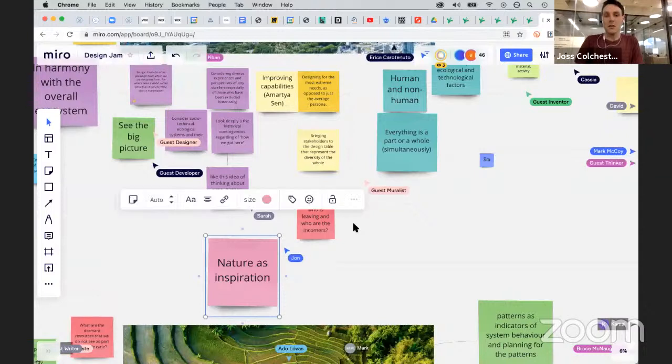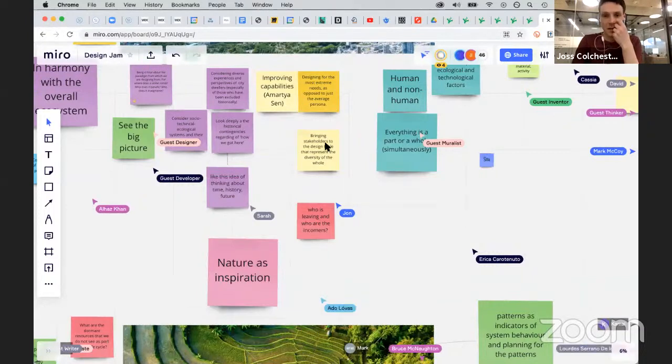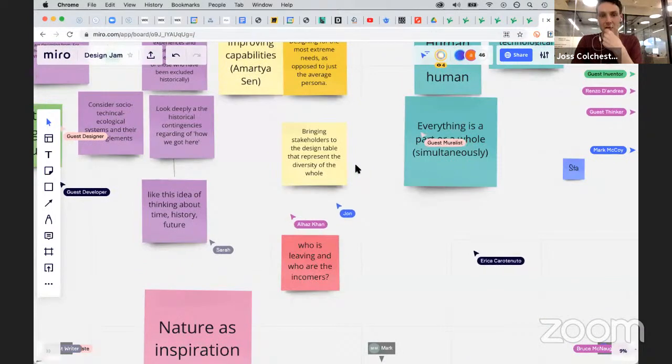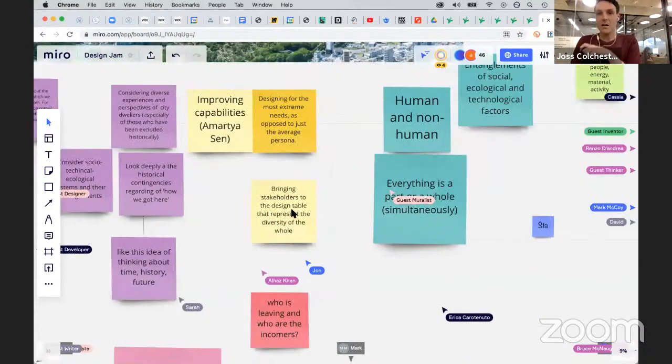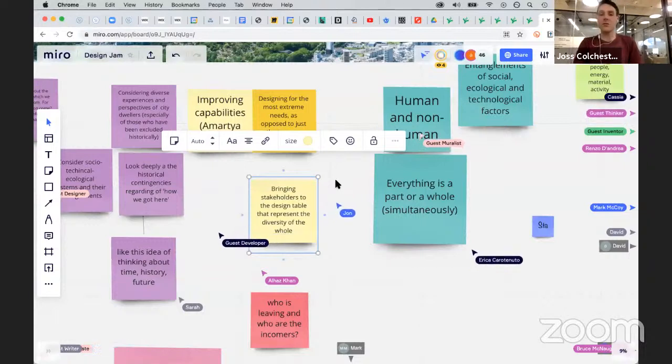Kind of biomimicry, biodesign approach. Who is leaving and who are the incomers? Bringing stakeholders to the design table that represent the diversity of the whole. Anybody want to talk on this? That's kind of difficult, isn't it? Getting everyone in the room, designing together. It's quite challenging, isn't it?